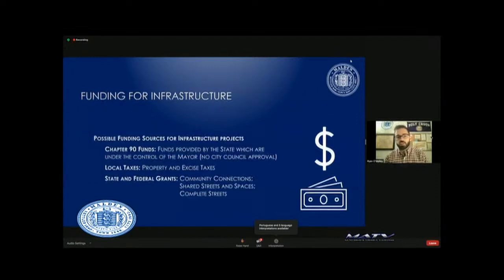So how can we afford to make these changes? There are generally three different pots of money. The first one is Chapter 90 funds that come down from the state. The second one is local property taxes. That's the taxes you pay on your house. That's the taxes you pay on your car. And what we're saying here is we don't want to touch those two pots of money. We have the ability to go for up to $1 million in state and federal grants through various grant programs called Community Connections and Shared Streets and Spaces, and then there's a separate pot of money that we're not using, Complete Streets.